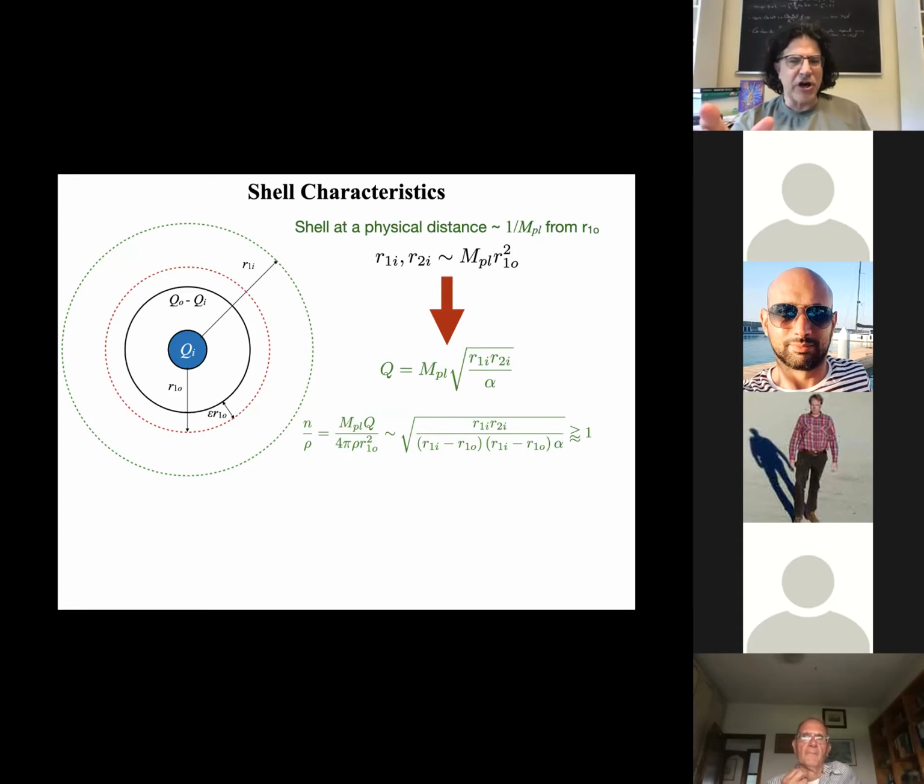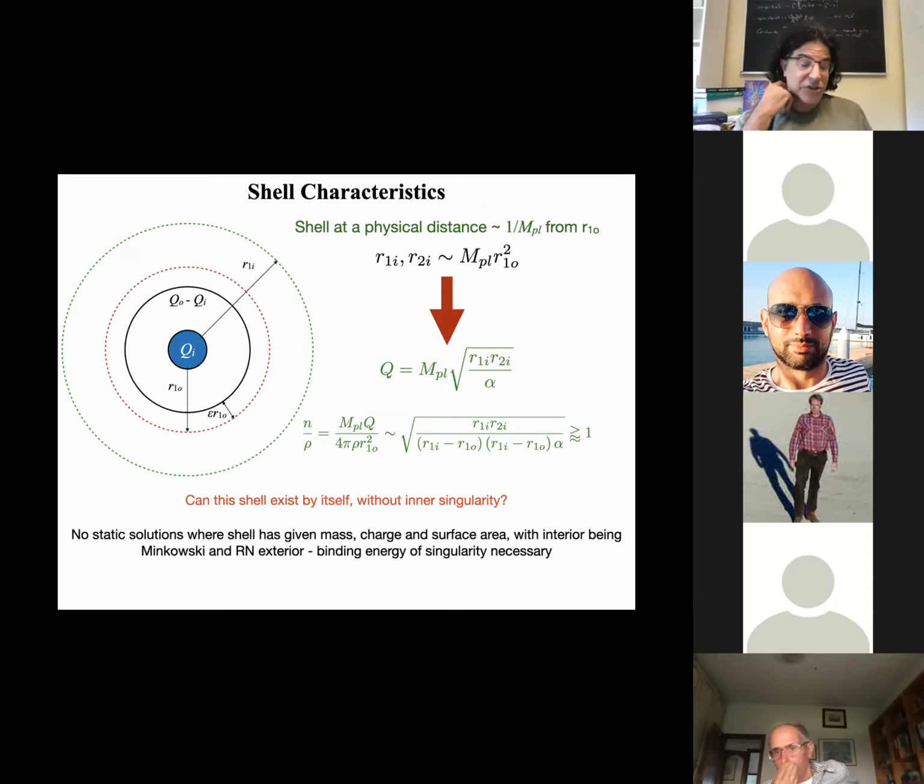You can check the charge of the shell needed for this to work. The charge of the shell in units of charge per unit mass is greater than or order 1. There's a 1 over square root of alpha in there that takes us above 1. So it's somewhat bigger than 1, which just means that in Planck units, the charge is bigger than the mass. That's true about the proton to 19 orders of magnitude. So that's not surprising, but it means that this shell can't live by itself.